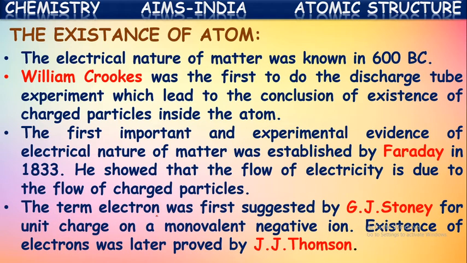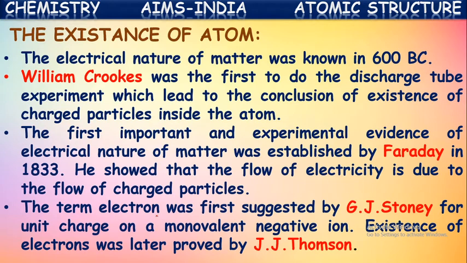Next, the term electron was suggested by G.J. Stoney. The term electron is the term given for the charged particle present inside the atom. So the term electron was first suggested by the scientist G.J. Stoney for the unit charge on a monovalent negative ion. Monovalent means a single charge. So the ion with a single negative charge is given the name electron by the scientist G.J. Stoney. So one unit negative charge is called an electron.